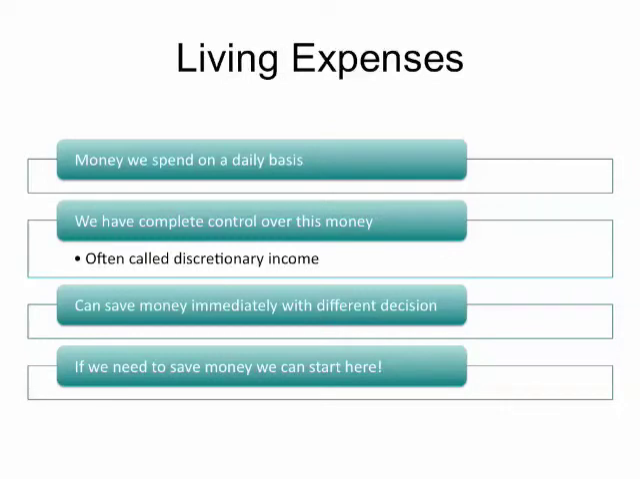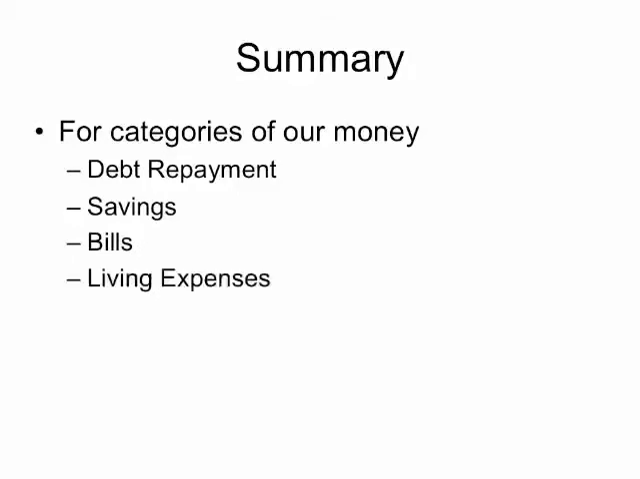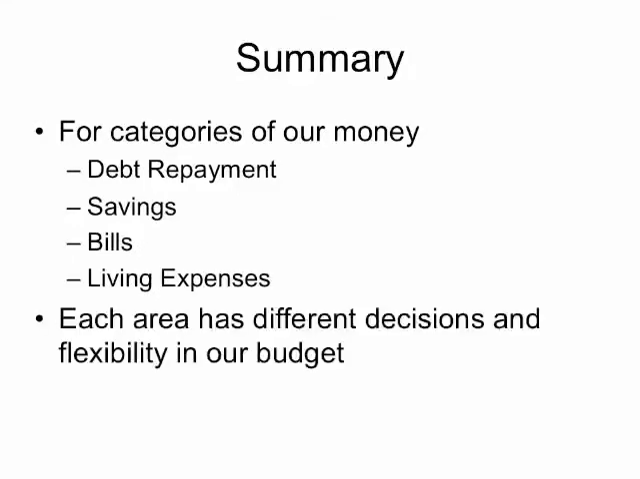In summary, there are 4 basic areas to a budget. These are debt repayment, savings, bills, and our living expenses. Each one of these areas requires us to make different decisions. The longer the time frame we are committing to our money, the more time we need to spend on that decision. We need to look at where our money is going, the impact that it has on our goals, and whether or not the money we're committing is worth the value we see in the purchase.